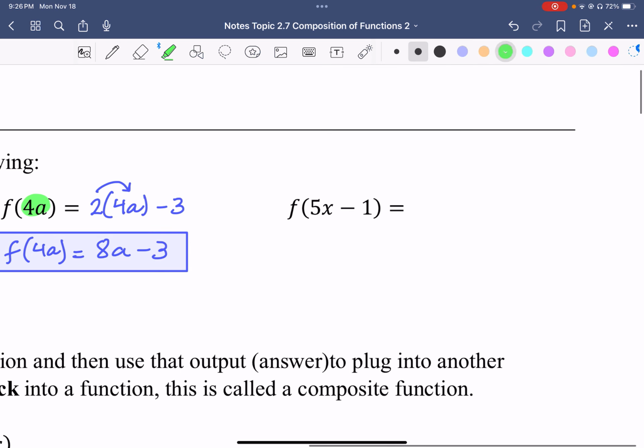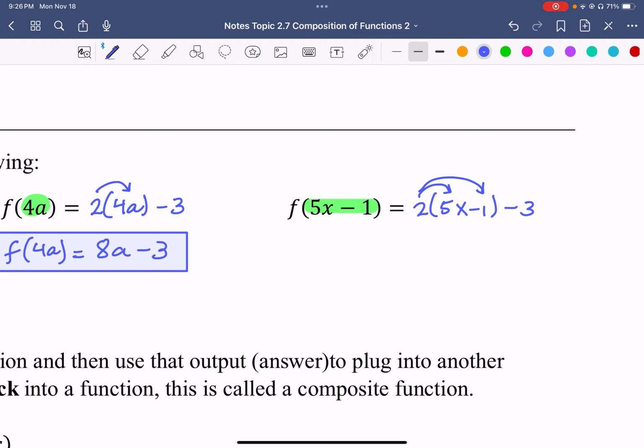And the last one, we're going to insert the whole binomial. So it'll be 2 times 5x minus 1 minus 3. And then I can distribute the 2 into both terms inside the parentheses. So now I have 10x minus 2 minus 3. And then I combine like terms. My like terms are these two numbers in the back because they don't contain an x. Okay, so now I have f of 5x minus 1 is equal to 10x minus 5.